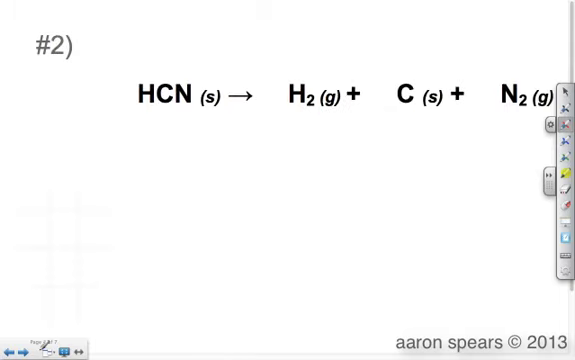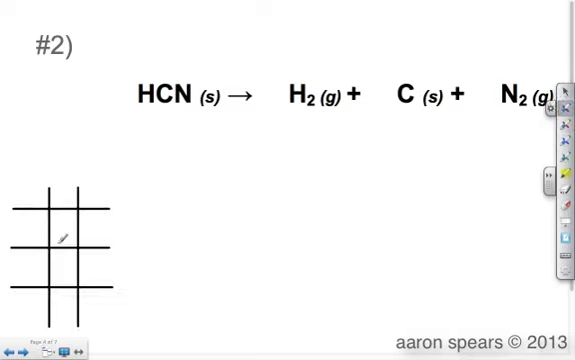In example 2, we are to write a balanced chemical equation of the decomposition of hydrocyanic acid into hydrogen gas, solid carbon, and nitrogen gas. I notice that there is hydrogen, carbon, and nitrogen atoms in this reaction. Looking at the reactant side, the side that the arrow points away from, I see that there is just simply 1 hydrogen atom on that side of the arrow. I see that there is also just 1 carbon atom on the reactant side and 1 nitrogen atom. Now looking at the product side, the side that the arrow points to, I notice there are 2 hydrogen atoms, 1 carbon atom, and 2 nitrogen atoms.